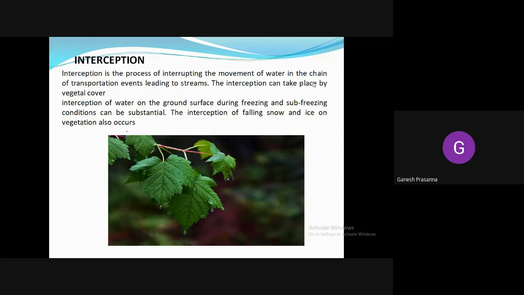Even some part of the rainfall may fall on the trees also. So trees act as barriers for the water. Next, percolation of the water.